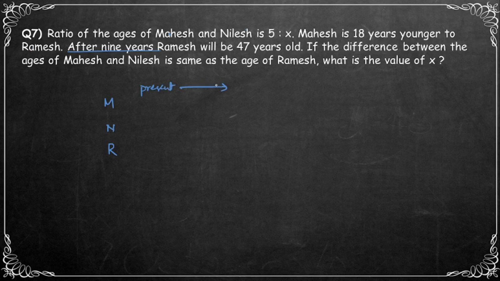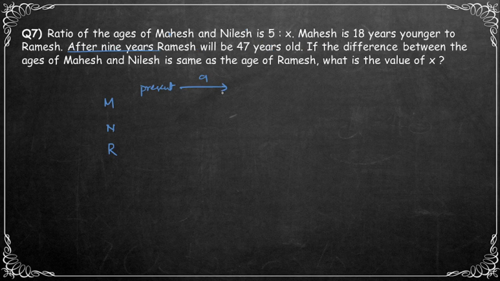Present and 9 years in the future. Okay. So before assuming variables and filling this table, let us go through the sentence again and fill the hard-coded values first. Hard-coded means fixed without any variable. So this sentence says after 9 years, Ramesh will be 47 years old.